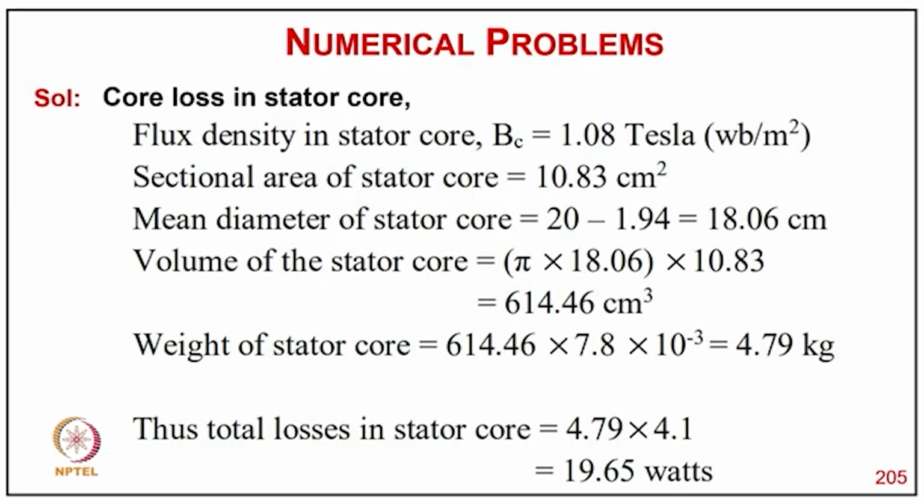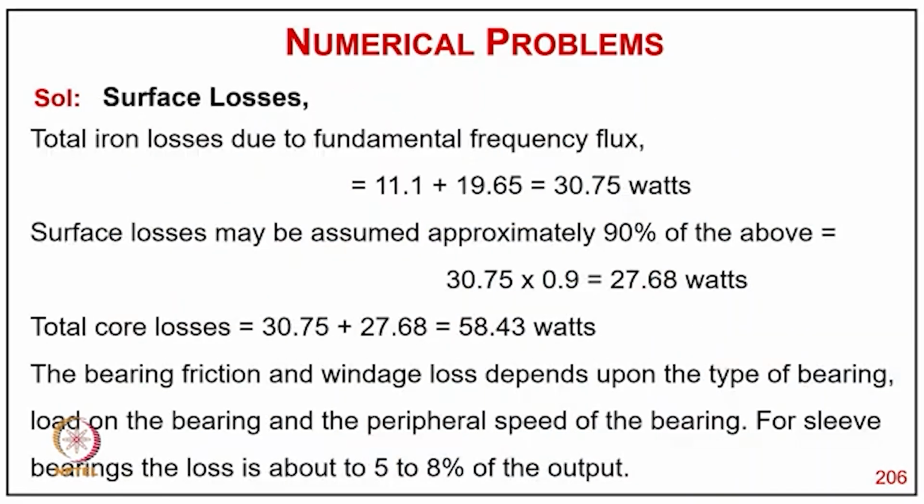Now coming to core loss in the stator core. The flux density in the stator core, already calculated, comes to 1.08 Tesla, and the sectional area of the stator core is 10.83 centimeter square. So the mean diameter of the core comes to 18.06 centimeter. The volume of the stator core from this relation we get as 614.46 centimeter cube, and the weight, putting the density here, comes to 4.79 kg. The core loss for this flux density, from the specific loss multiplied by this weight, comes to 19.65 watt.